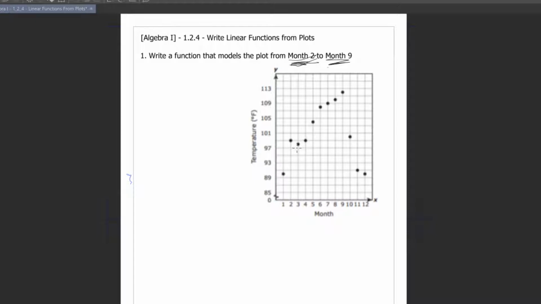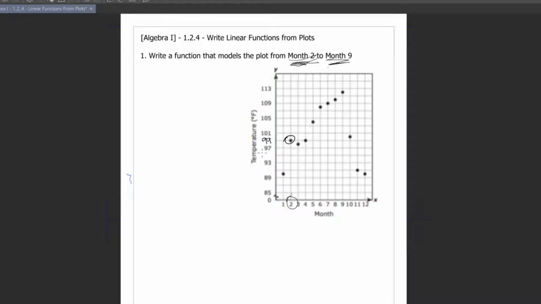So this is showing the temperature with respect to the month of the year. On the x-axis, we have numbers 1 through 12, actually 0 through 12, but the plot starts at 1. And then on the y-axis, we have the temperature in Fahrenheit ranging from about 83 to 115. Okay, so let's take a look at month 2 here, which I'll circle. And on month 2, the temperature is this value, which is going to be 99 degrees Fahrenheit. We'll go ahead and fill that in and circle this value here.